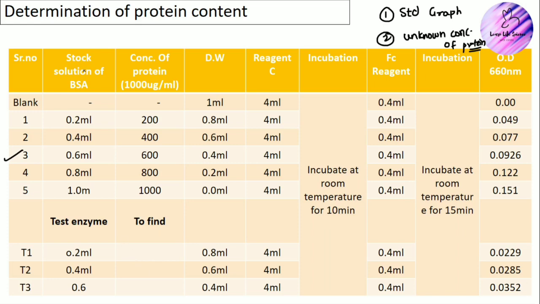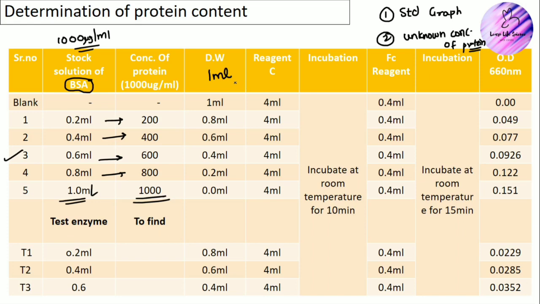So for the standard graph we are going to use bovine serum albumin. You can use a 100,000 microgram per ml stock solution and prepare this set. The concentration is also given. For example, I have told you that I have taken 1000 microgram per ml. Then we can calculate that for 0.8 you will require 800, for 0.6 you will get 600, then 400, then 200. Use distilled water and make up the volume to 1 ml.